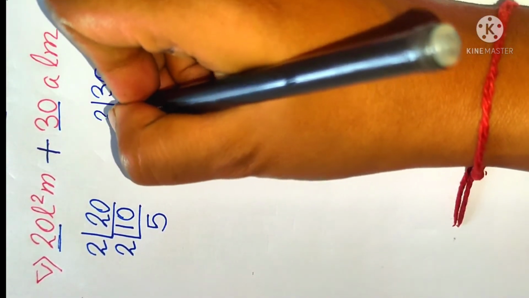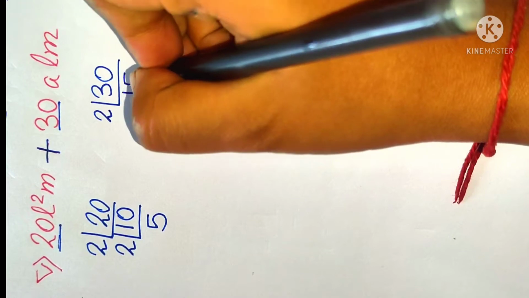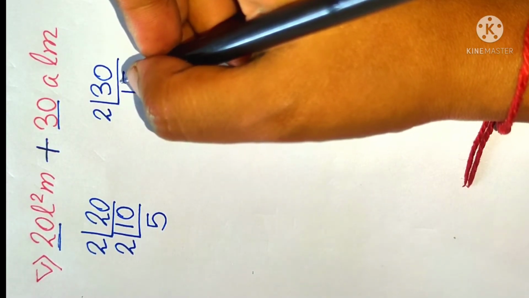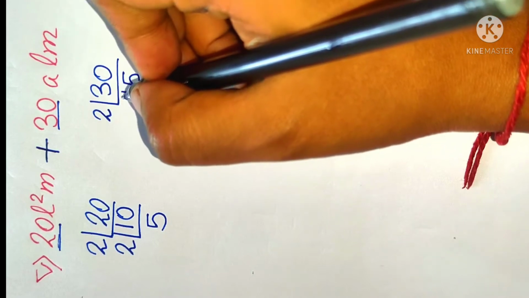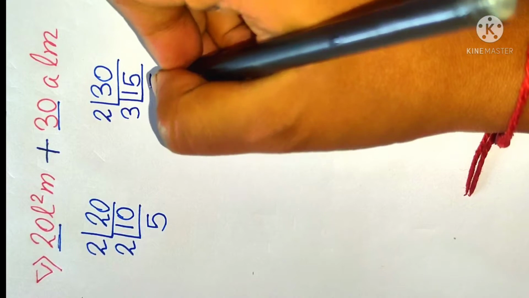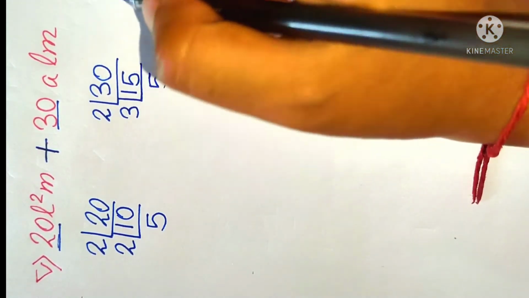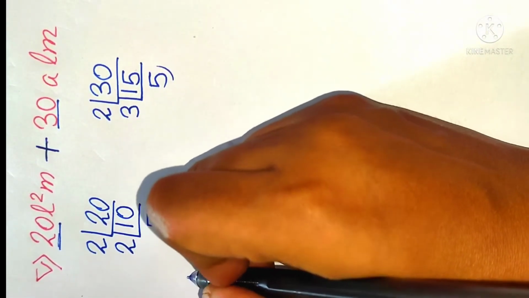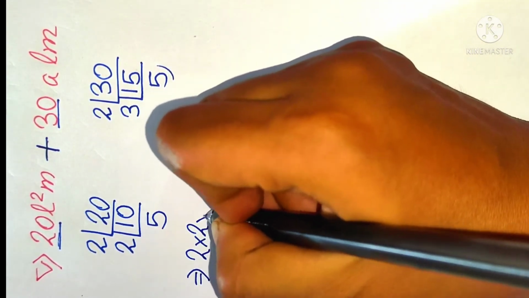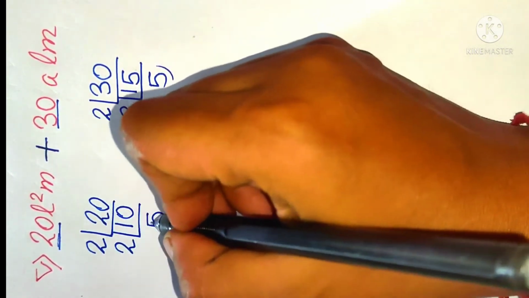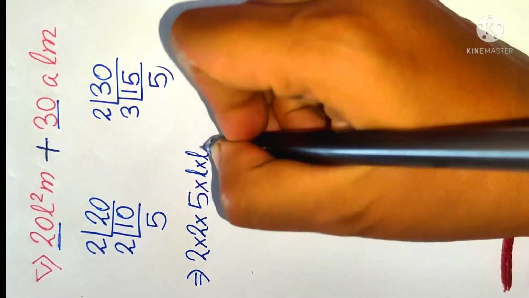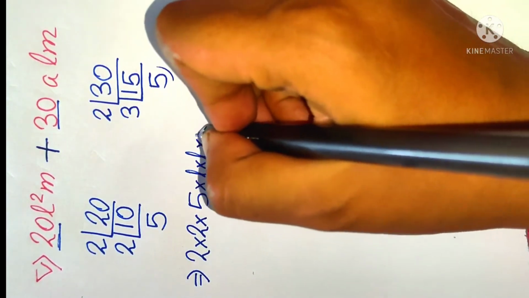Here 30 is divisible by 2, so 15 2s are 30. 15 is not divisible by 2 now, as it is an odd number. So let us see whether it is divisible by the next prime number 3 or not. 3 5s are 15. So 5 is the prime number, so stop here. So let's rewrite the question. In place of 20, we can write 2 into 2 into 5. We have L square, that means L into L. 2 times L into M we have, so M.